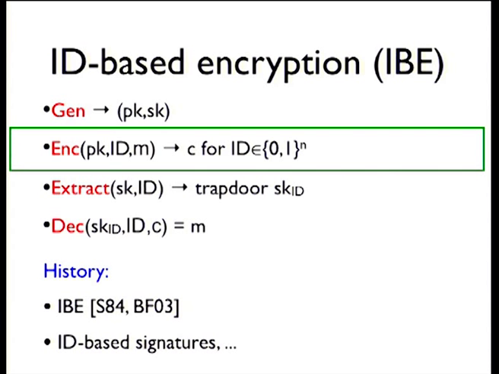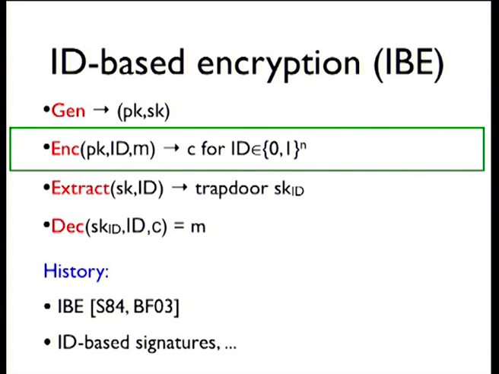Historically, this concept was proposed by Shamir in 84. But only 20 years later was there an accurate security definition, and a couple of constructions appeared in these years. Once this concept was proposed, a lot of other ID-based objects were also considered, including ID-based signatures, which were already proposed by Shamir, and ID-based blind signatures. You can do everything ID-based if you want. There's a bunch of papers on these things.